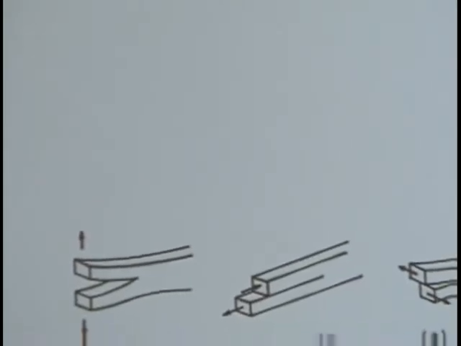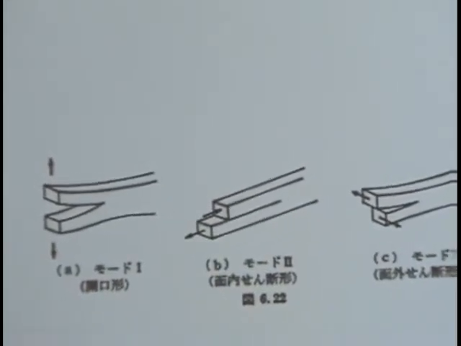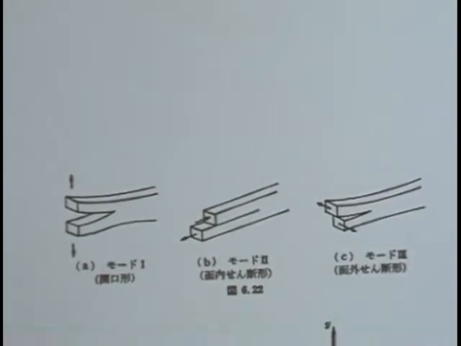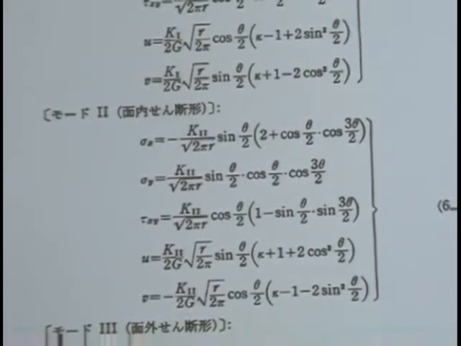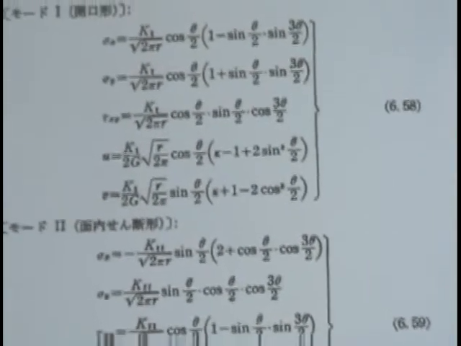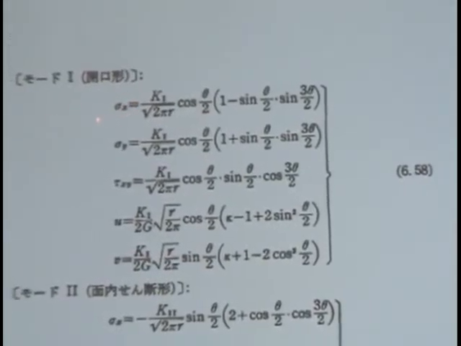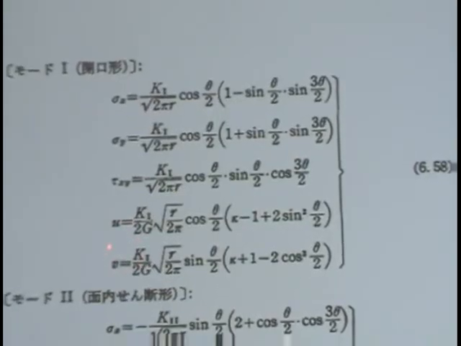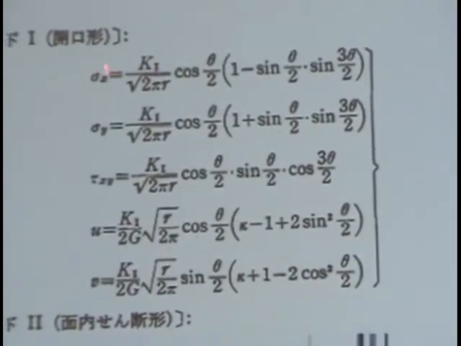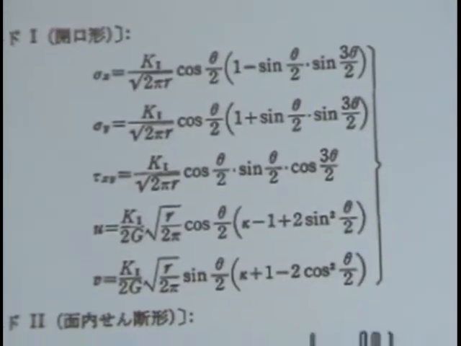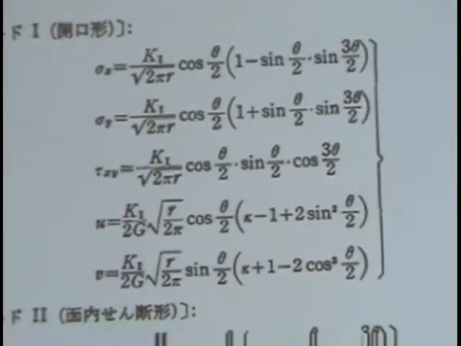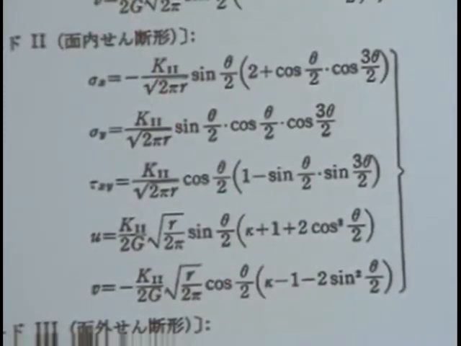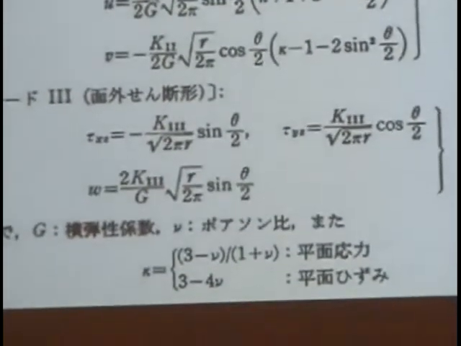And we have mode 1, the opening mode, and the shear mode, the tearing mode. This is the equation for the stress distribution ahead of the crack, near the crack tip, and displacement in opening mode. For the shear mode 2, we have this equation, and mode 3, this. And in my lecture, later I treat the combination of mode 1 and mode 2.